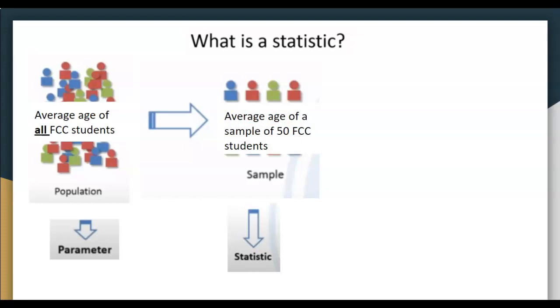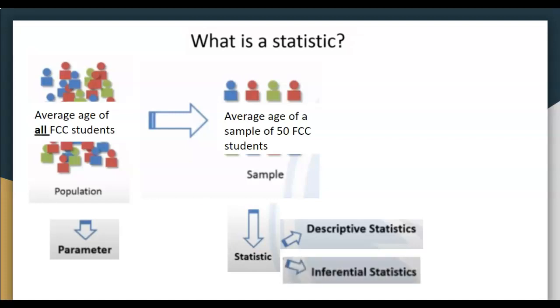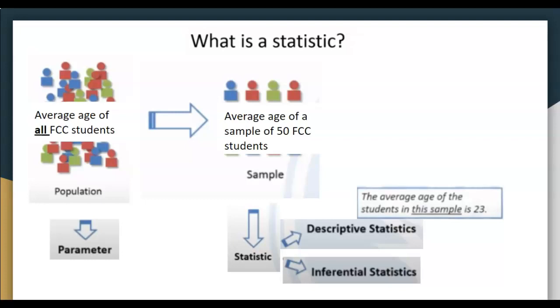Now, when we look at a statistic, we are just describing the average that we calculated from the sample. That's what we call descriptive statistics, just factual, the average of our sample. Meanwhile, inferential statistics is when we draw some conclusions based on that. For example, descriptive is: the average age of the students in this sample is 23. Inferential is: the average age of all FCC students is 23. So descriptive is just factual. Inferential is when we extend that fact to the greater population.